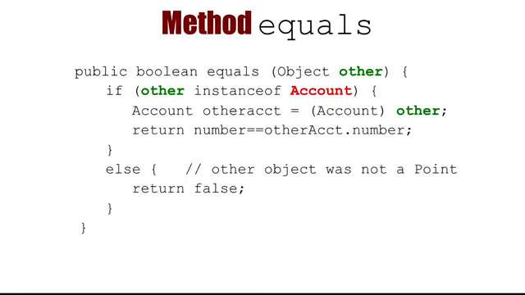Here is the syntax for the method definition. This would be in the account file. This method will accept any type of object for comparison. But the first thing we need to do is see if this is even an account object. For this, we use the instanceof keyword. If this is an account, then we wish to continue by accessing the number field.